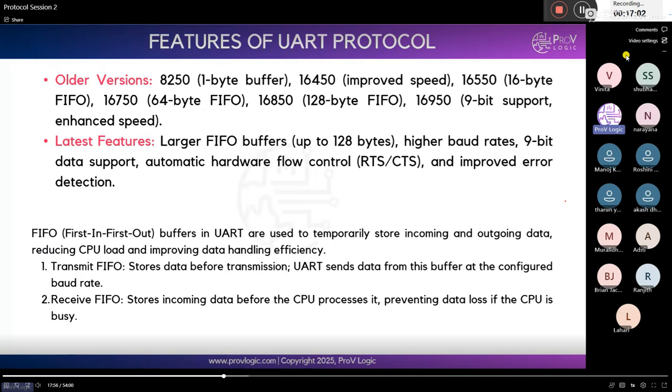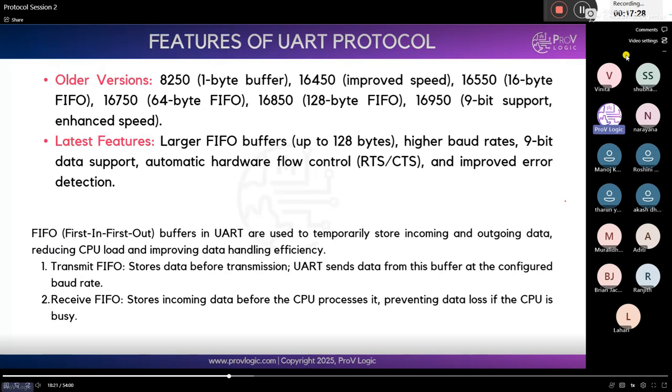And also it supports point to point communication. It cannot be used for multiple device networks like I2C or CAN. In I2C and CAN, we connect multiple devices, one master to multiple slaves. But by using UART protocol, we can connect only one to one, point to point connection. That is one of the limitations.